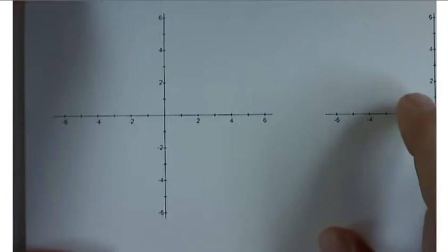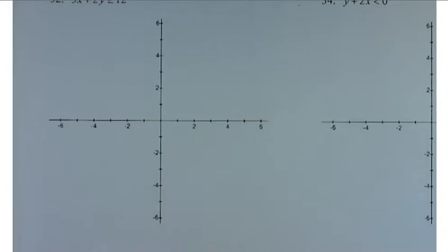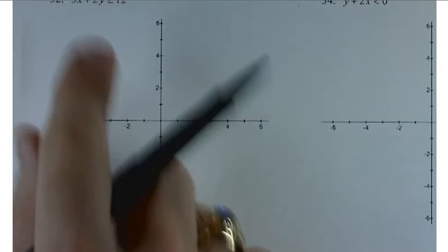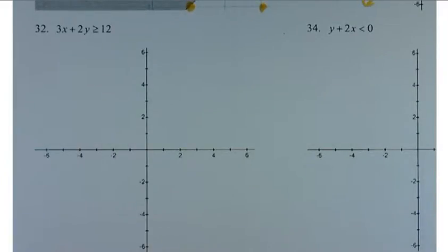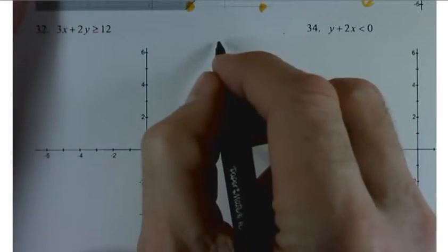Let's try problem number 32. So 3x plus 2y is greater than or equal to 12. Like our previous one, we need to start out by graphing the inequality. And that starts by graphing the line.